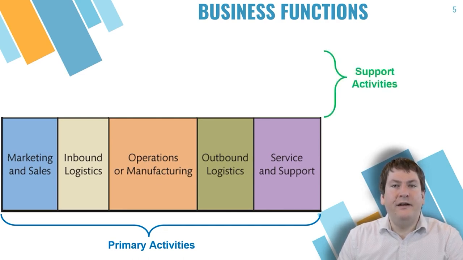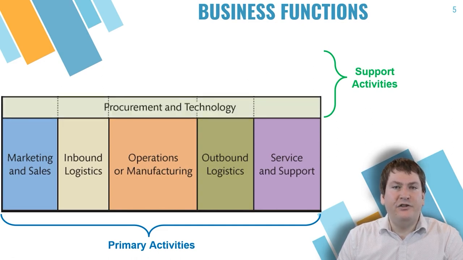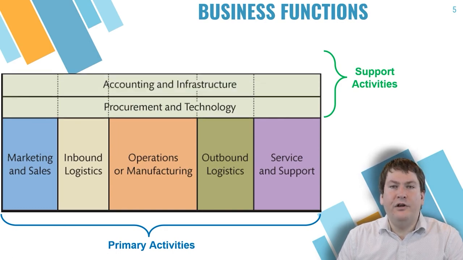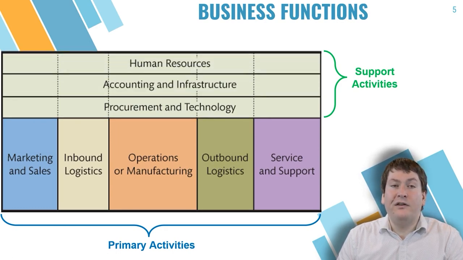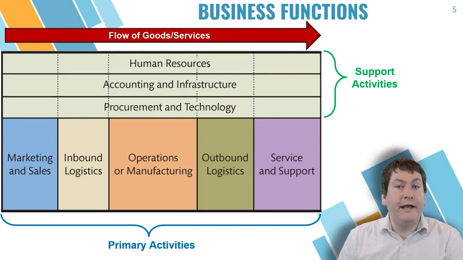Supporting activities are secondary to the main goal of the business and only provide value indirectly. These often are parts of the business you don't think about, but are critical for it to run effectively and efficiently. They facilitate and provide support for primary activities, often by supporting employees, providing infrastructure, or aiding in decision-making. These include procurement and technology. This would include your IT department, for example, accounting and infrastructure, and human resources, or as we sometimes call it, HR.